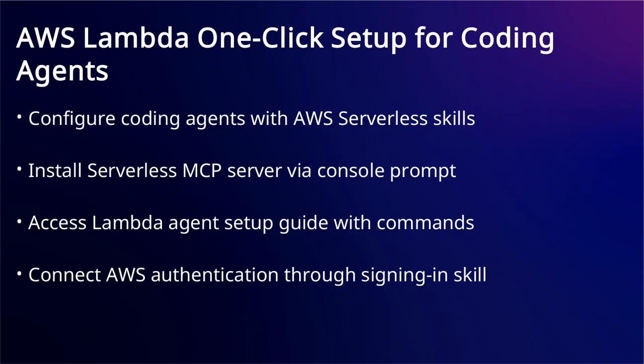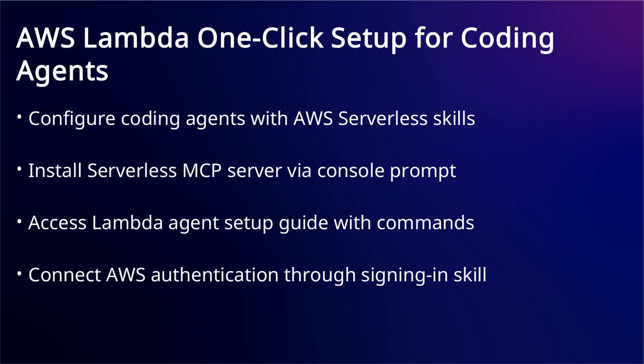Setting up coding agents for serverless development previously required you to navigate multiple documentation pages to find the right configuration for AWS serverless skills and the Serverless Model Context Protocol server. You can now use a one-click setup prompt in the Lambda console that eliminates this friction. The prompt configures your coding agent with AWS Serverless Skills from Agent Toolkit for AWS and installs the Serverless MCP server directly in your preferred agent.